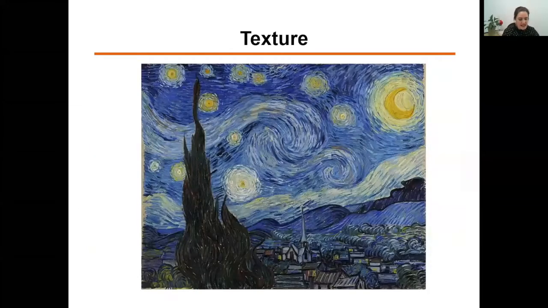Great. And then the next thing that we look at is texture. So texture is the surface quality that can be seen and felt. So textures can be rough or smooth or soft or hard. Textures do not always feel the way they look. For example, a drawing of a porcupine may look prickly, but if you were to touch the drawing, the paper is still smooth.